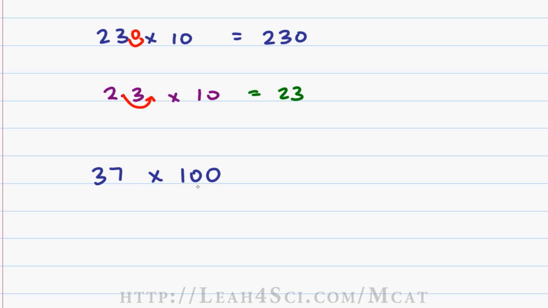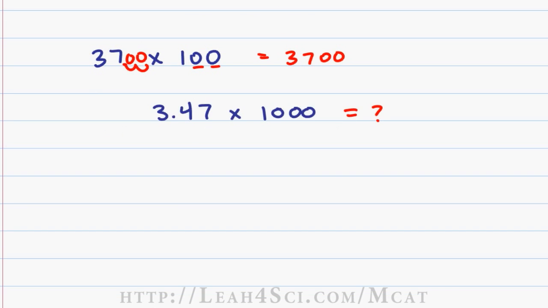Looking at the number 100, we have 2 zeros. That means we're multiplying by 2 factors of 10. So we'll take that imaginary decimal at the end of the number and move it over 2 spaces, 1 for each 0, giving me an answer of 3,700. Now let's revisit our initial question.